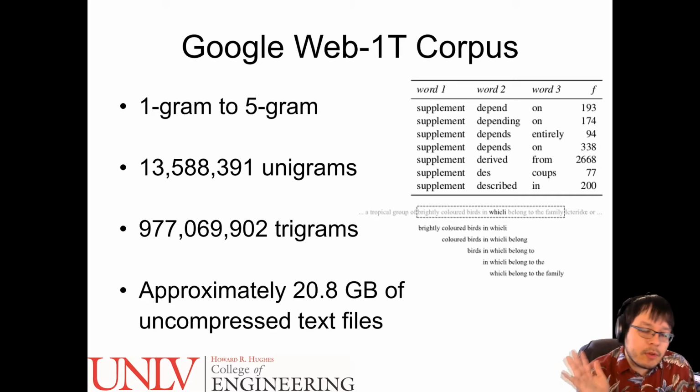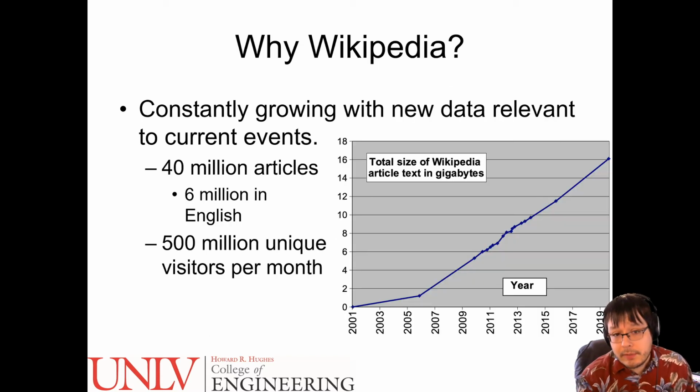Google Web 1T corpus dataset is very popular. It's about 20 gigabytes of uncompressed text files, and there's about 13.5 million words in the dictionary. That's the unigram, and then about almost 1 billion trigrams. However, anything with a frequency of, I believe, less than 20 is removed from this dataset to keep the size of it low, which is something we don't do because it could be useful to have something different.